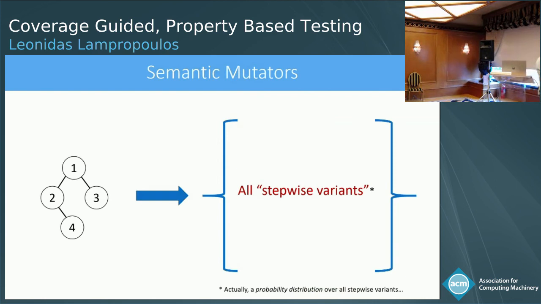But I don't have time to talk about everything, so I'll just talk a bit about these semantic mutators. So what are these mutators? They are basically generators that take a parameter, and the parameter is the input seed that you want to mutate. So we take some high-level data structure. For example, here we have a tree, and we want to produce a distribution of all stepwise variants that are somehow one step away from the original one. And all of our semantic mutators are inspired by their equivalents in fuzz testing.